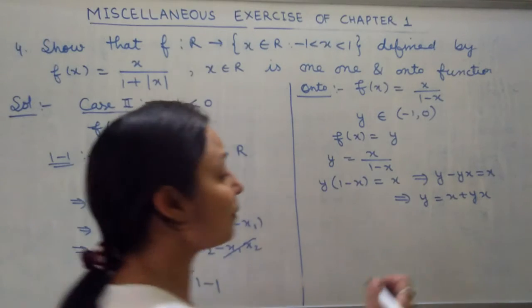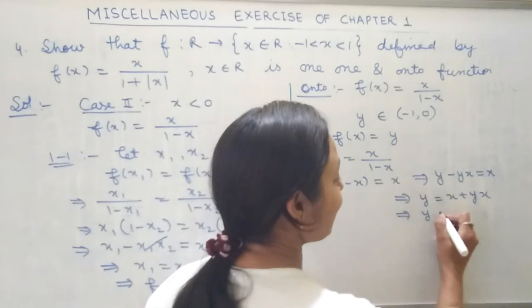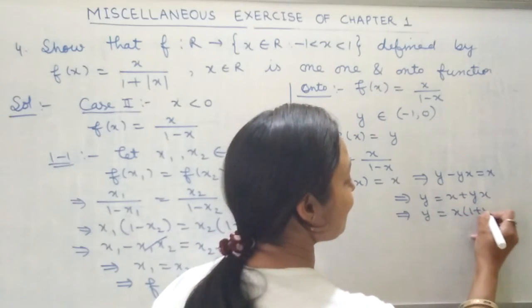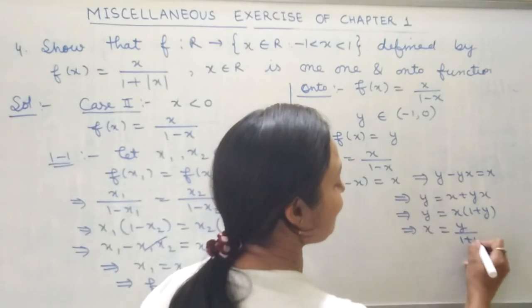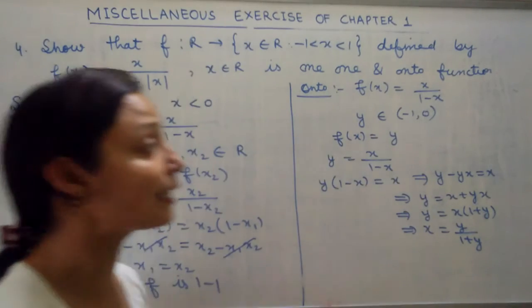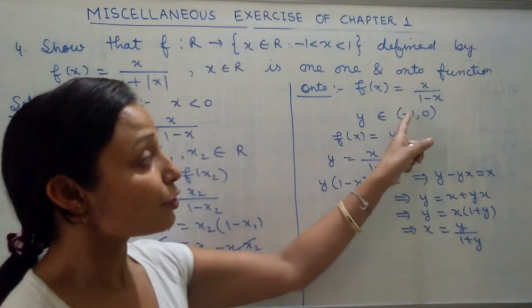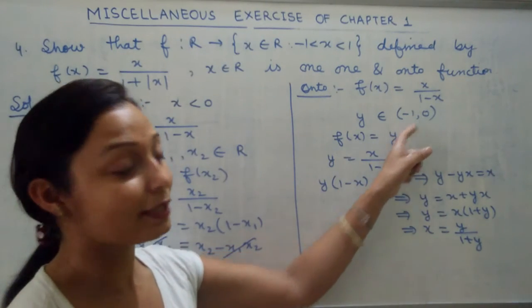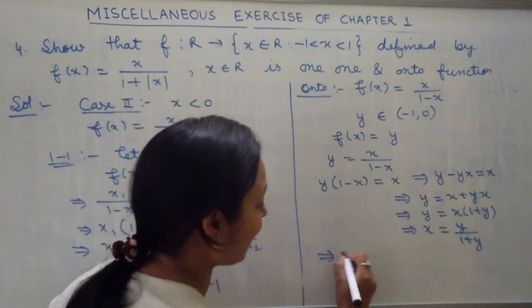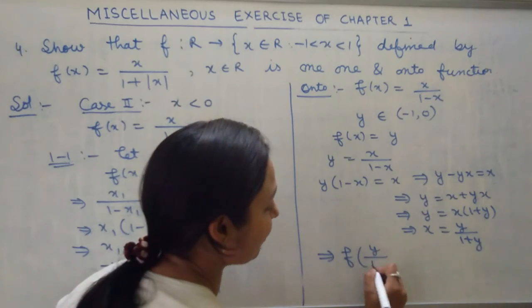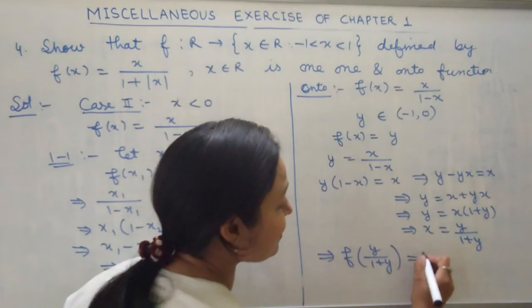I will take x common. That is y equals x(1 plus y). The x equals y upon 1 plus y. Now its value should not be equal to minus 1 and not be equal to 0. It should be positive. That means f of y upon 1 plus y is equal to y.